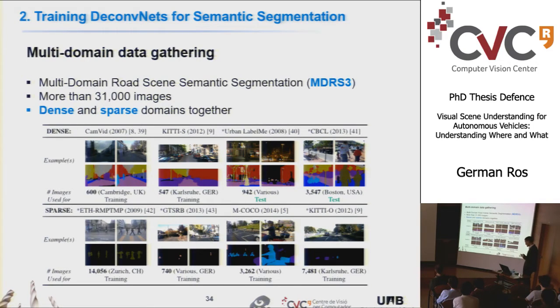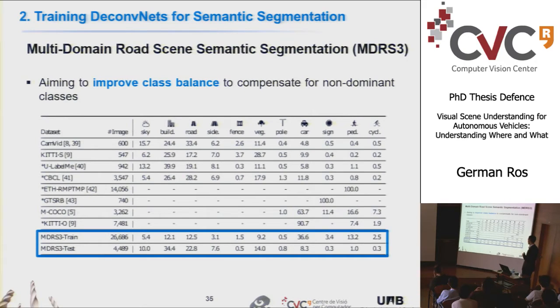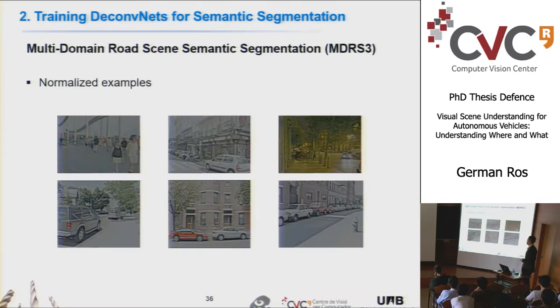The idea is that thanks to this, we are able to improve the statistics for classes such as pedestrian or traffic sign from having a representation of 0.4% to having a more suitable representation of 13% and 3%. So we try to balance the classes a bit more. And this is quite useful for training semantic segmentation models. You can see here some examples of how this dataset looks when normalized.